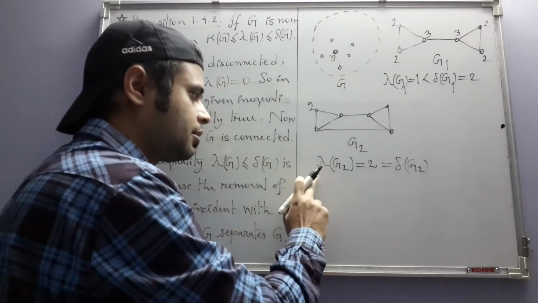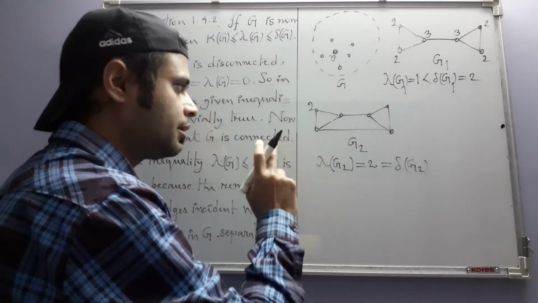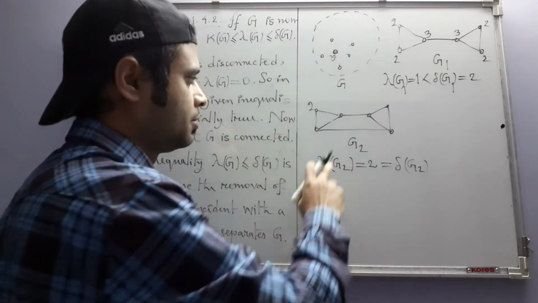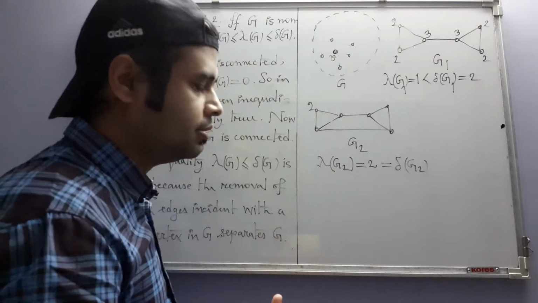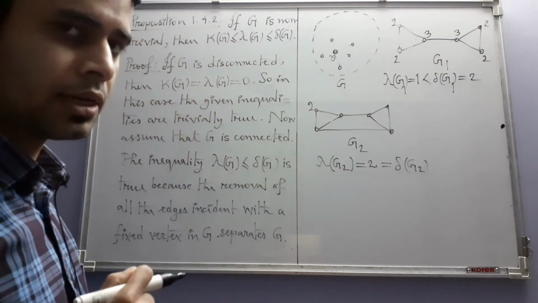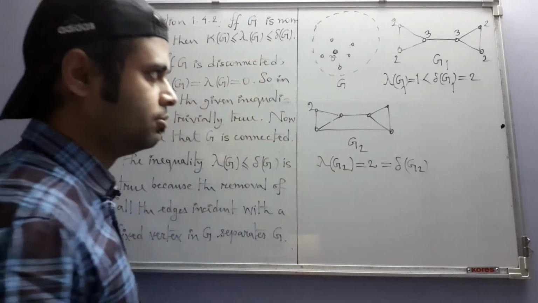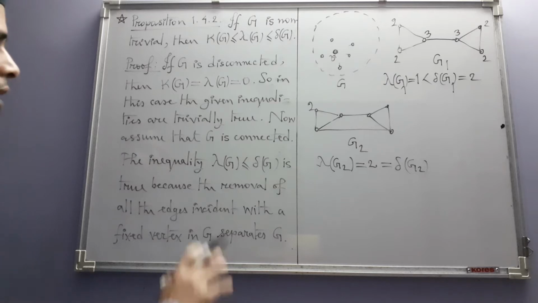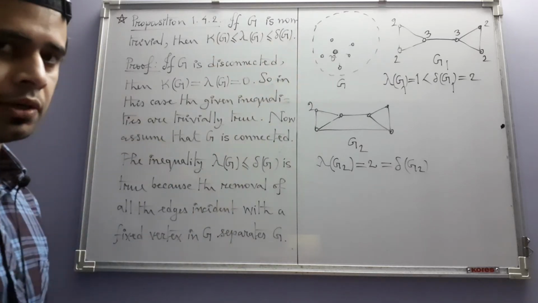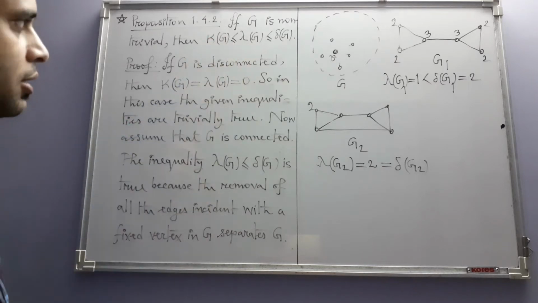So the edge connectivity should be less than or equal to 2. However, it cannot be 1 because there is no bridge. At the same time, it cannot be 0 because the graph itself is connected. So that's why it must be equal to 2. Okay, so that gives us the second inequality. Now we see how to prove the first one.